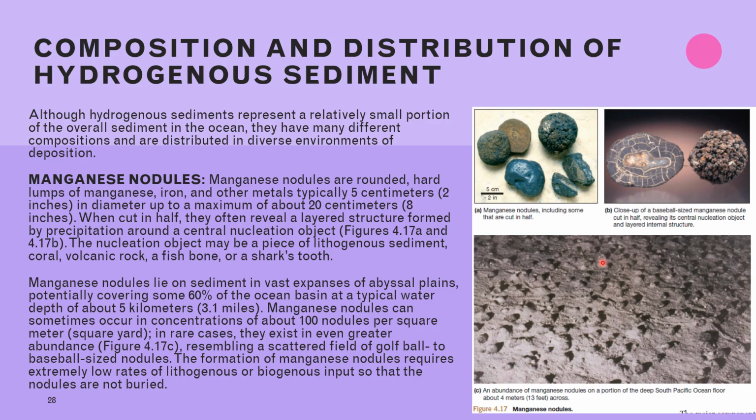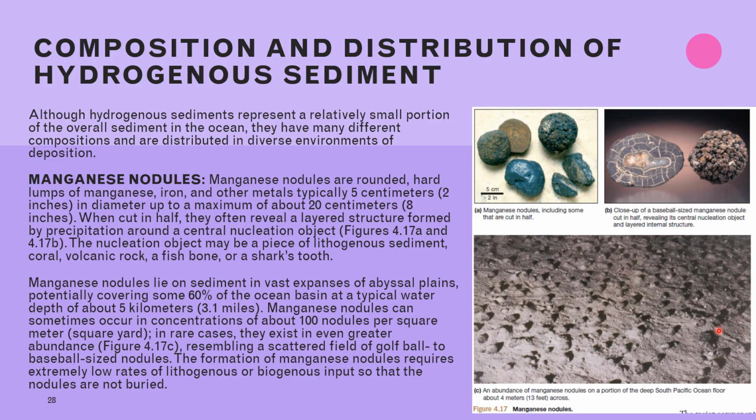At the bottom, it is the abundance of manganese nodules in a portion of the deep South Pacific Ocean floor. Manganese nodules lie on sediment in vast expanses of abyssal plains, potentially covering some 60% of the ocean basin at a typical water depth of about 5 kilometers. Manganese nodules can sometimes occur in concentrations of about 100 nodules per square meter. In rare cases, they exist in even greater abundance.